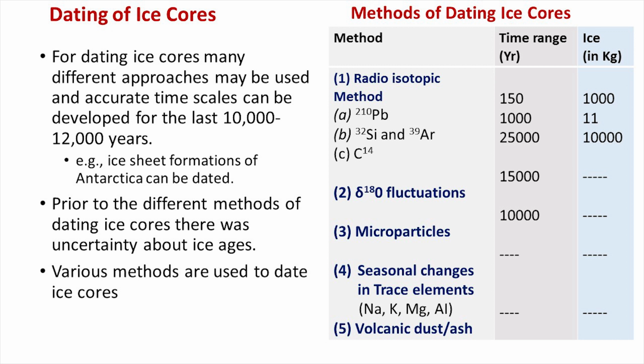In addition to this, the seasonal changes in the trace elements, like the changes in the proportion of sodium, calcium, magnesium, and aluminum, can also be used for dating the ice cores. The presence of volcanic dust or ash can also be used for dating of ice cores.